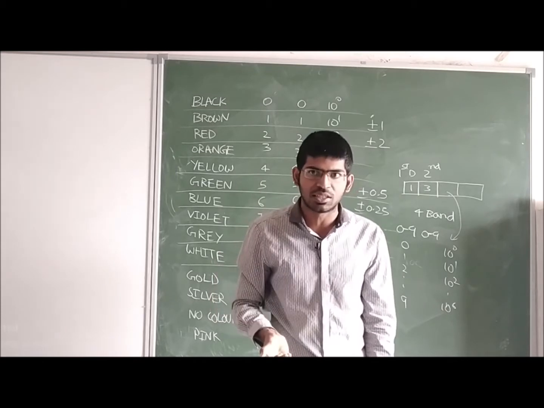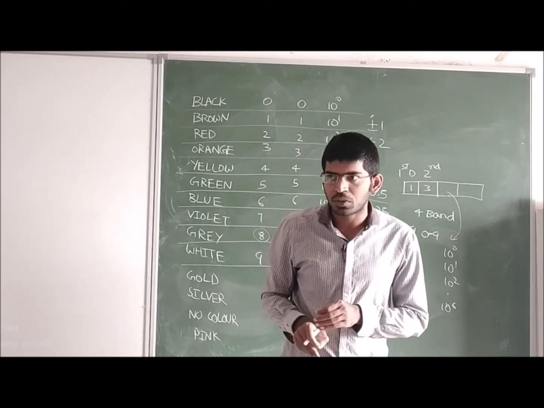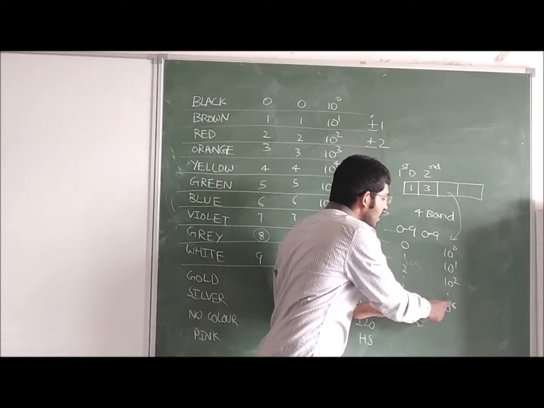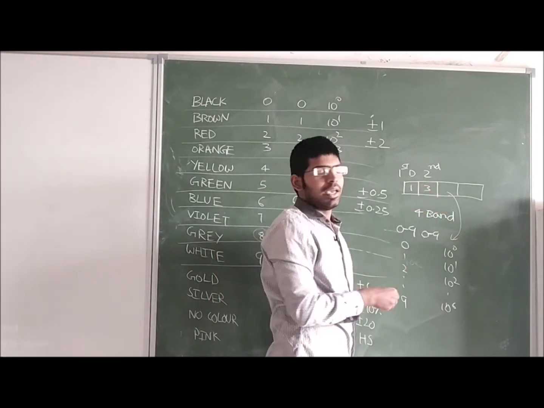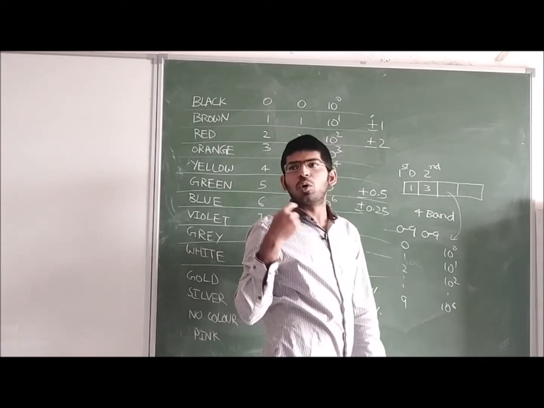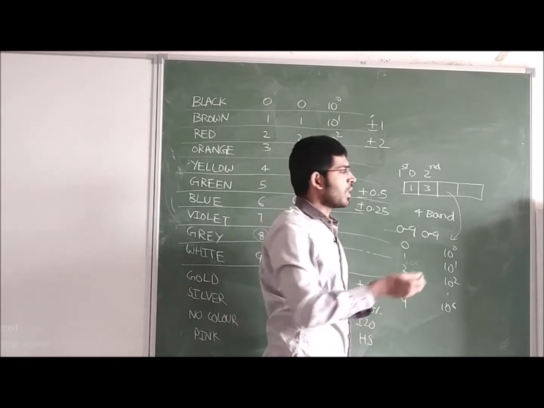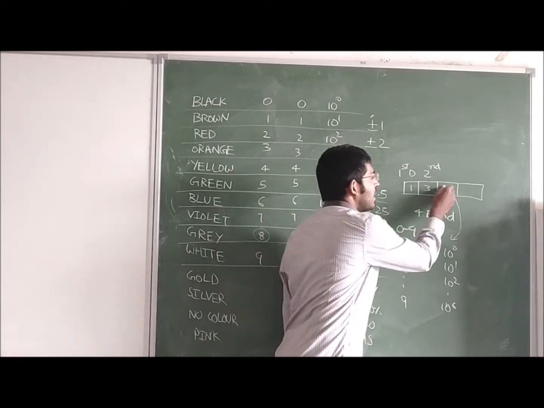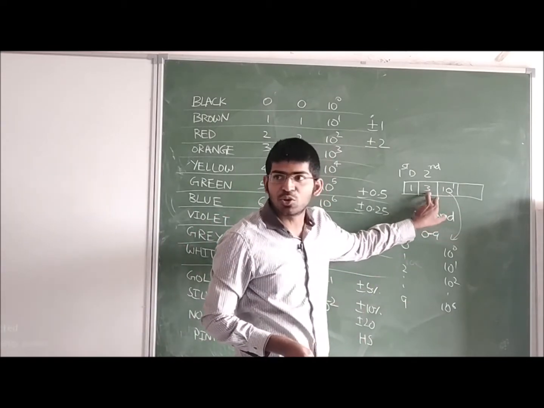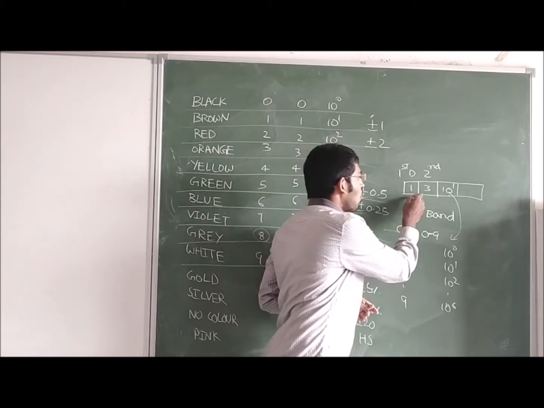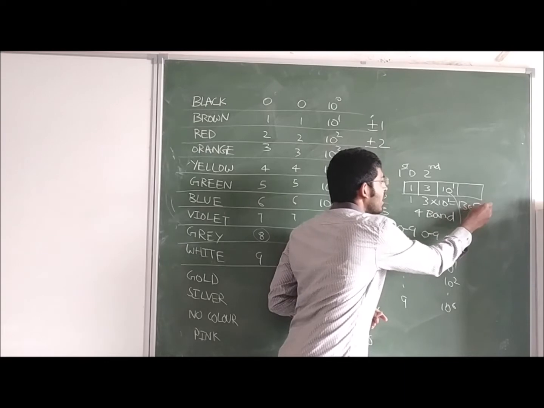We have already discussed it. We do not use the resistors in the range of giga ohms or tera ohms. So we are taking the multiplier up to 10 to the power 6 value only. So this third box value may be 10 to the power 1 or 10 to the power 2 or 10 to the power 3 or 10 to the power 6 or 10 to the power minus 1 or 10 to the power minus 2. For our convenience, I am taking 10 to the power 1. Now we are calling the resistance value is 13 into 10 to the power 1, which is equal to 130 ohms.